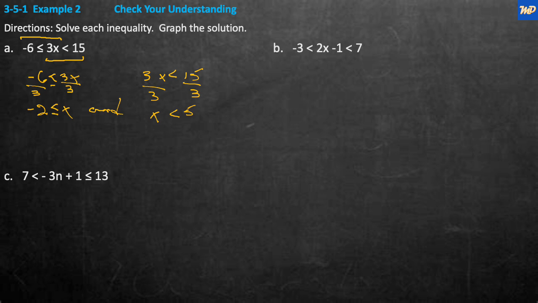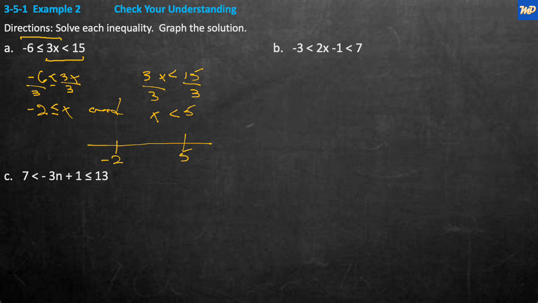So here's our two numbers. Negative 2 is less than or equal to x, and x is less than 5. So I'm going to draw a line, and on that line I'm going to put two numbers. One's going to be -2, and the other one's going to be 5.